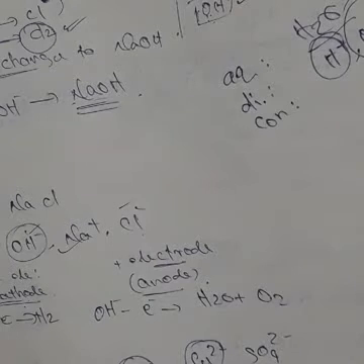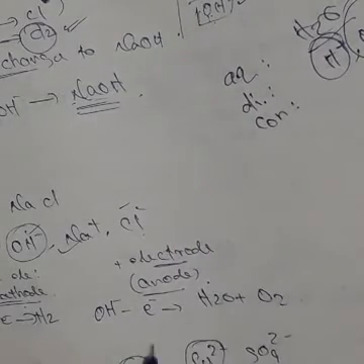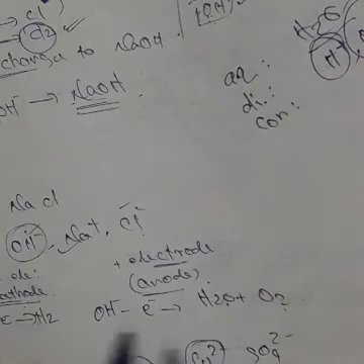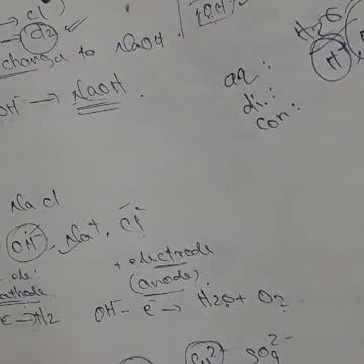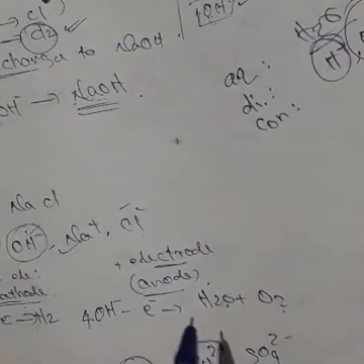Look here, we have to balance this. On the left hand side there is 1 hydrogen, here 2 hydrogen. On the right hand side there are 3 oxygen, here only 1 oxygen. To balance this, here we need 4 OH minus.